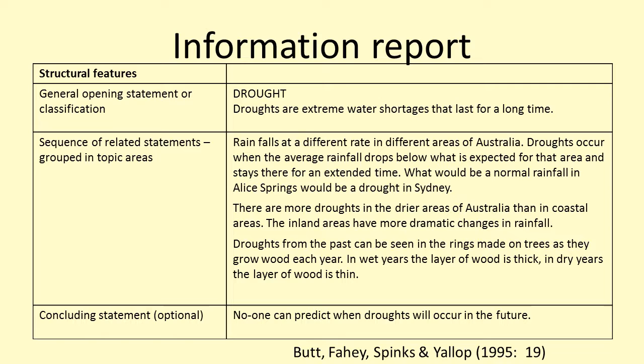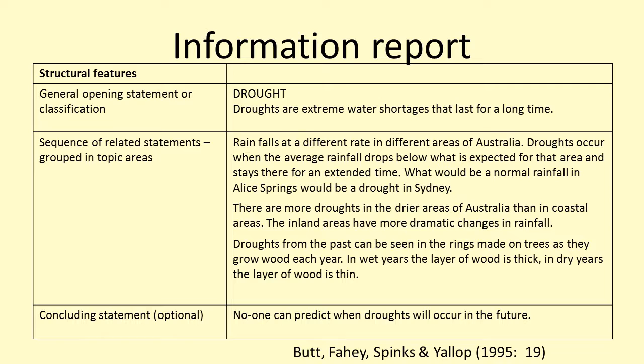Here is an example from an information report. The paragraph begins with a general opening statement or classification. Droughts are extreme water shortages that last for a long time. The report continues with a sequence of related statements grouped in topic areas. Rain falls at a different rate in different areas of Australia.